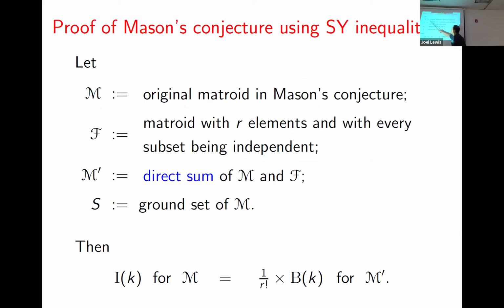Let M be the original matroid in Mason's conjecture, and I introduce a new matroid F. This is a free matroid with R elements, where R is the rank of M, and free means that every subset of this matroid F is independent. We define it, and you can check that this actually defines a matroid. Now take M prime to be the direct sum of M and F, and the S that appears in the Stanleyan inequality, take this to be the ground set of M. Then it follows almost by construction that the number Ik for the original matroid M is equal to the number Bk for the new matroid M prime.